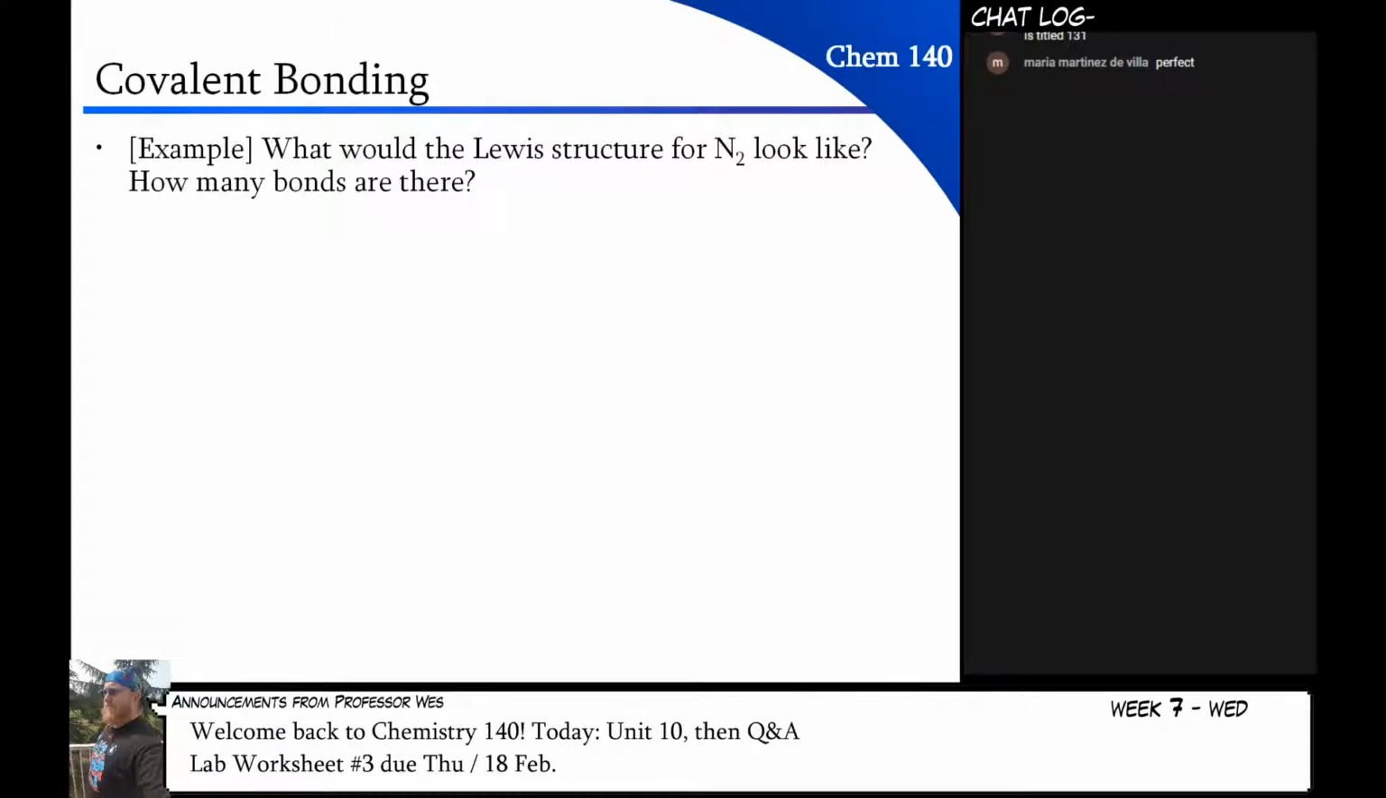So what I want you to try and do is draw the Lewis structure for nitrogen. So draw out all the valence electrons on a nitrogen atom, put another nitrogen atom next to it, and then connect all of the unpaired electrons together so that everything has an octet. And tell me what you get. How many bonds should nitrogen have? N2. We'll go over the answer in just a second.